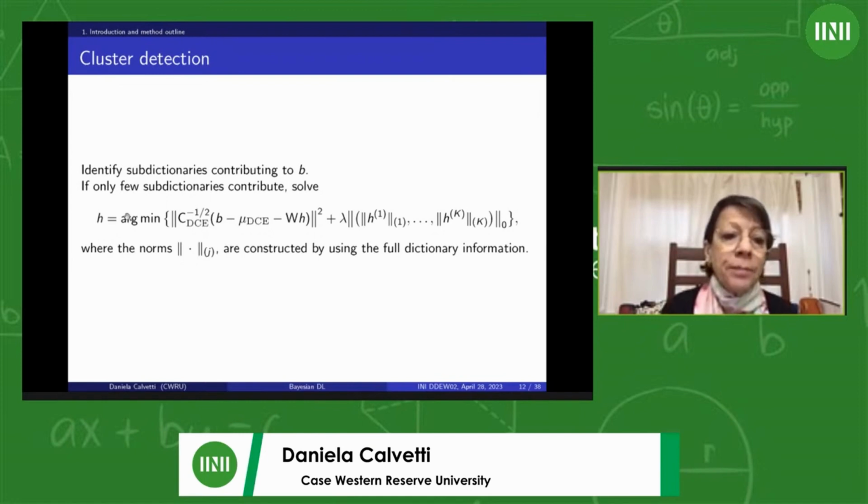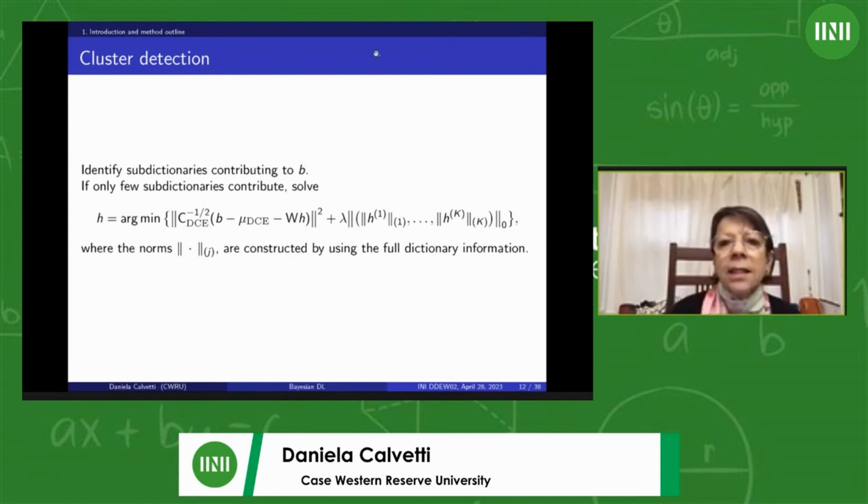So the problem that we want to solve can be formulated as looking for the vector H that minimizes the sum of the square norm of the discrepancy of the whitened problem, between B and WH, and a term here. I'm putting a penalty, but we will get around to that.